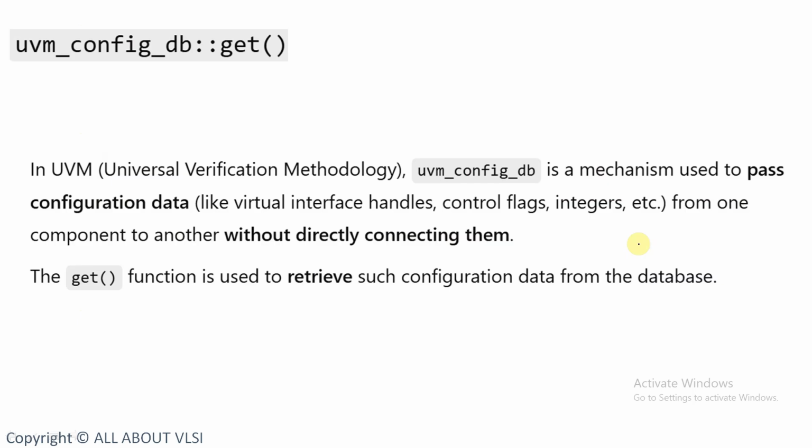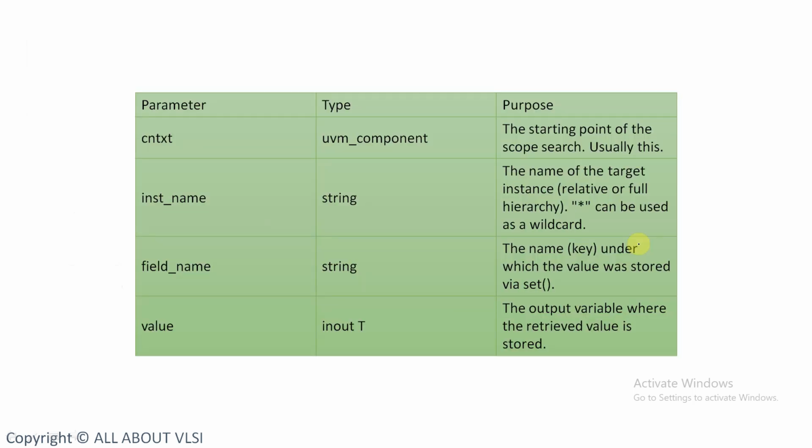Next, coming to UVM config DB get. UVM config DB is a mechanism used to pass configuration data, as we have seen. The get function is used to retrieve such configuration data from the database. So how are we going to get the data? uvm_config_db, let's say we are receiving an int, followed by get.